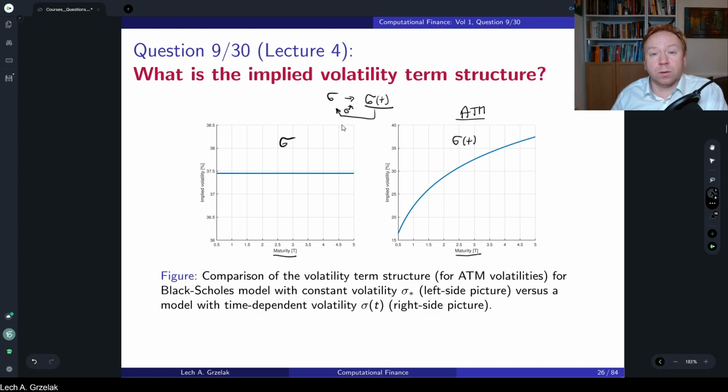So this will be it. Keep in mind, time dependence does not generate smile or skew. It only affects at-the-money volatilities, which are associated with a term structure, if we look at the time dependence, not strike dependence, but only the expiry dependence of options.